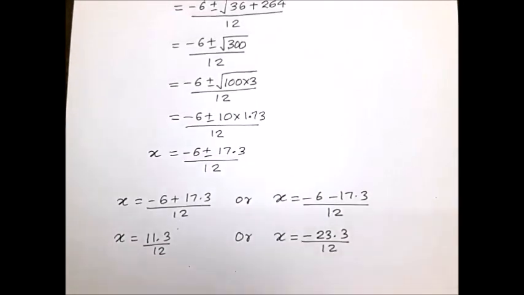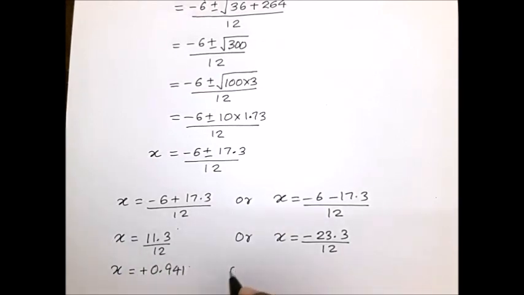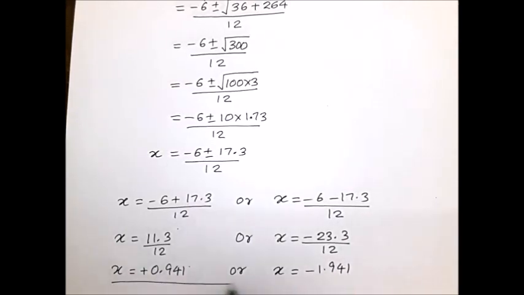Now divide both by 12. Here the answer is plus 0.941. Here the answer is minus 1.941. This is the answer for the above quadratic equation.